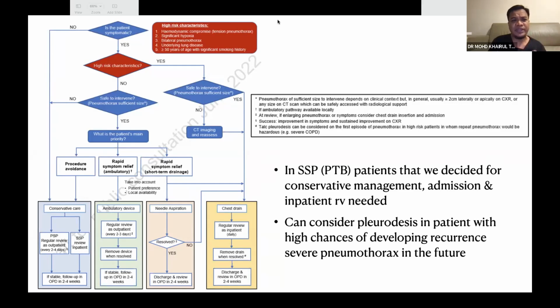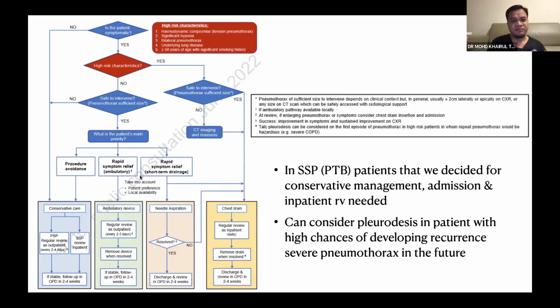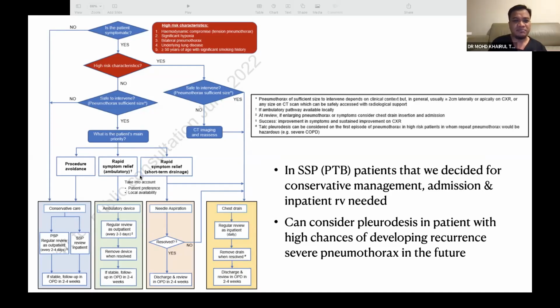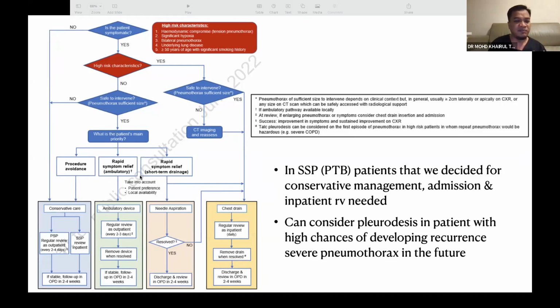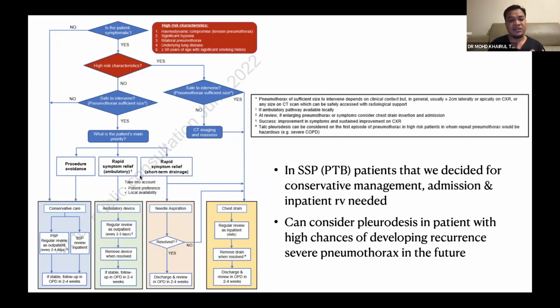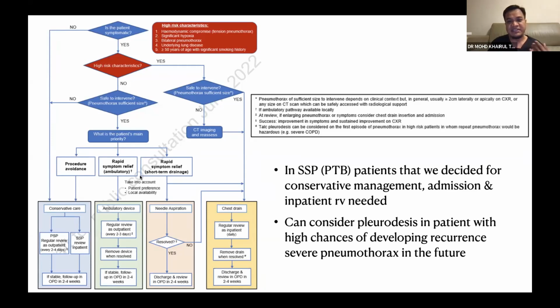Let's say the patient doesn't have the high risk characteristics. You need to check again whether the pneumothorax is safe to intervene. If it is not safe to intervene, they prefer you to go for conservative management. If the pneumothorax is more than 2 centimeters, meaning it's safe to intervene, you need to ask what the patient's main priority is. If the patient strongly refuses procedures or wants procedure avoidance, you can offer conservative care. If the patient has primary spontaneous pneumothorax, you can discharge and also review regularly in 2 to 4 weeks.